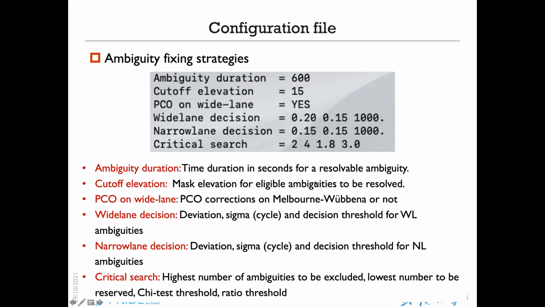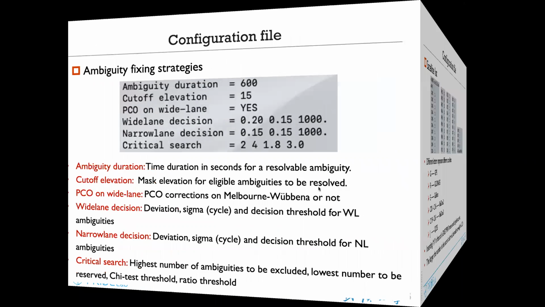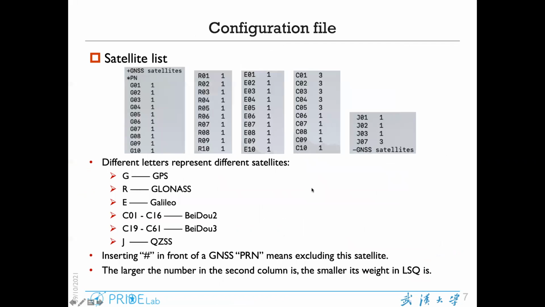Right, the last 2 numbers are some thresholds for the chi-square test and the ratio test. And these are for the validation of your ambiguity fixing. Okay, then we come to the satellite list. This is a long list in the control configuration file, and very simple. It just has 2 columns. The first column is the satellite PRN. We have GPS satellites, GLONASS satellites, Galileo satellites, and the Beidou 2 and Beidou 3 constellations. And then we have the QZSS as well.